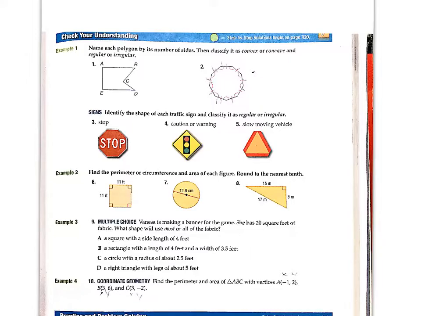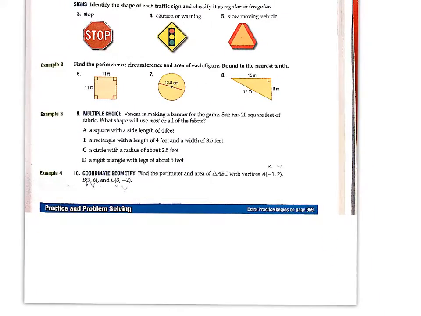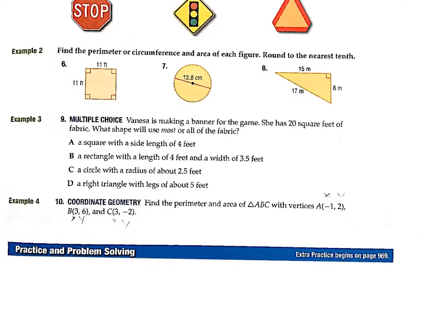Next one, let's take a look at number 9 here. It's a multiple choice. Vanessa is making a banner for the game. She has 20 square feet of fabric. What shape will use most or all of her fabric? So here, since it's square feet, we're dealing with area. If it's a square with a side length of 4, the area would be 16 square feet. So that uses a lot of it.